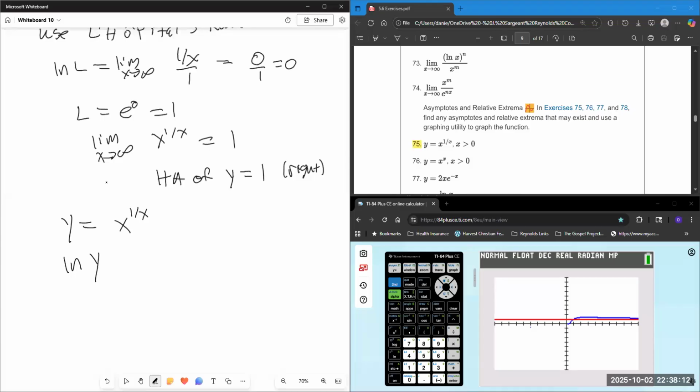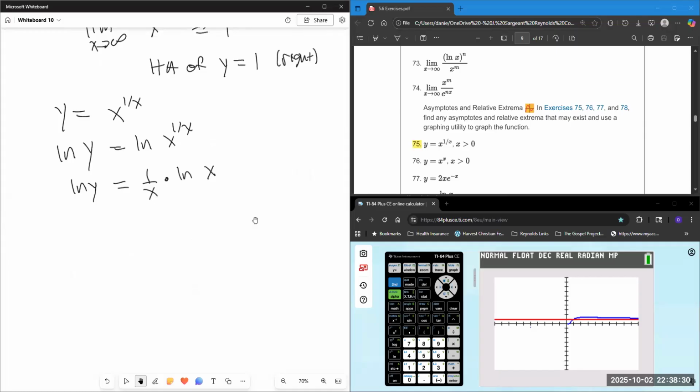We talked about that here, and I'm going to use logarithmic differentiation to do that. This was discussed in a previous section. So 1 over x times ln of x is going to give me ln of y is equal to ln of x over x.